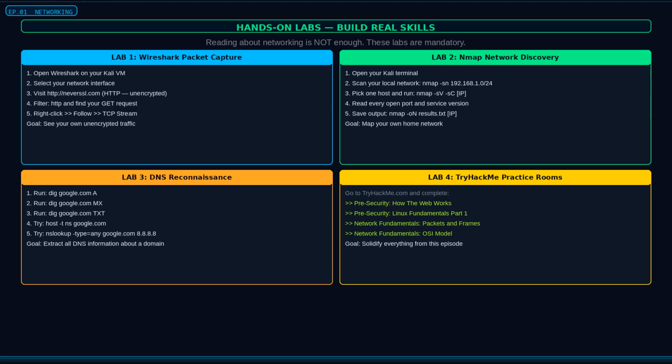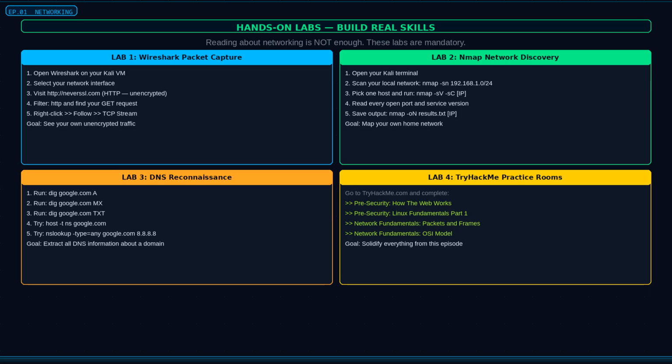Before you move to the next episode, you must complete these hands-on labs. Reading is not enough. You have to practice. Lab 1, Wireshark Packet Capture. Open Wireshark on your Kali Linux VM, start a capture, and browse to http://neverssl.com, an intentionally non-HTTPS site. Filter for HTTP and follow the TCP stream. See your own browser requests in plain text. This experience will permanently change how you think about unencrypted web traffic.